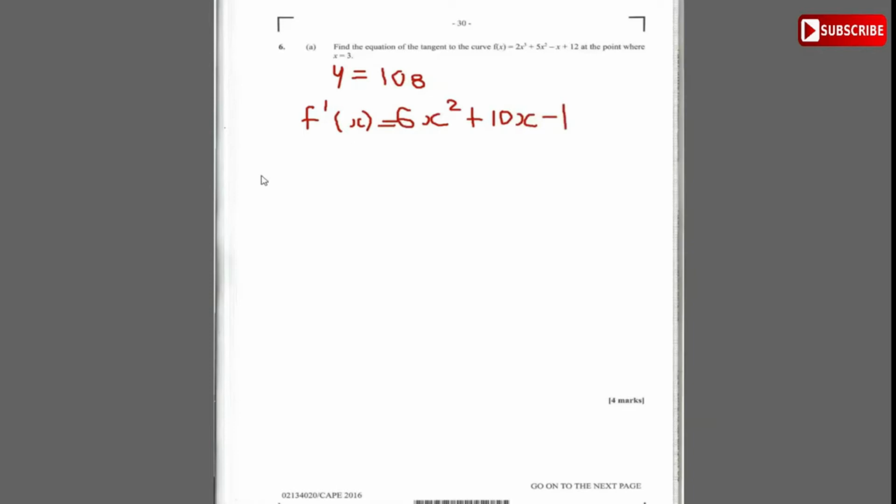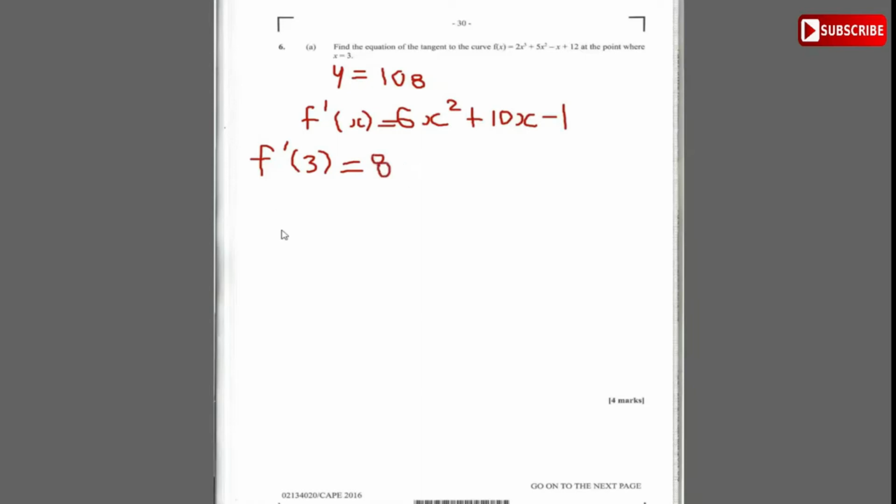So now what do I need? I need now f prime of 3. So f prime of 3 is equal to, put in 3, I get 6 times 3 squared plus 10 times 3 minus 1. So f prime of 3, I'm getting 83.